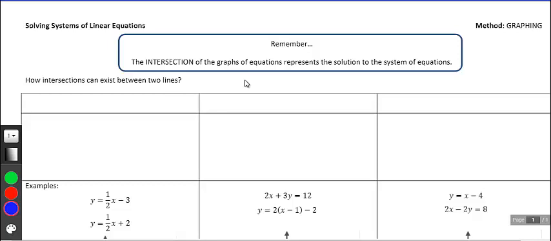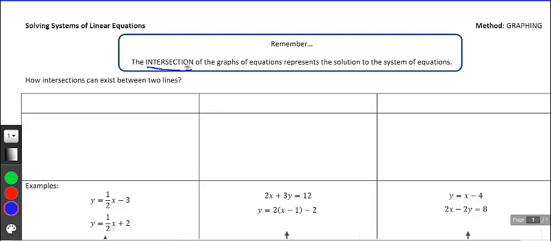So in this video, we're going to focus on one particular method of solving a system of linear equations, and that's by graphing. If you watched the previous video, you should know that the intersection of the graphs of equations represents the solution to that system of equations. So when we're graphing these, that's what we're going to be looking for today. We're going to be trying to find intersections.